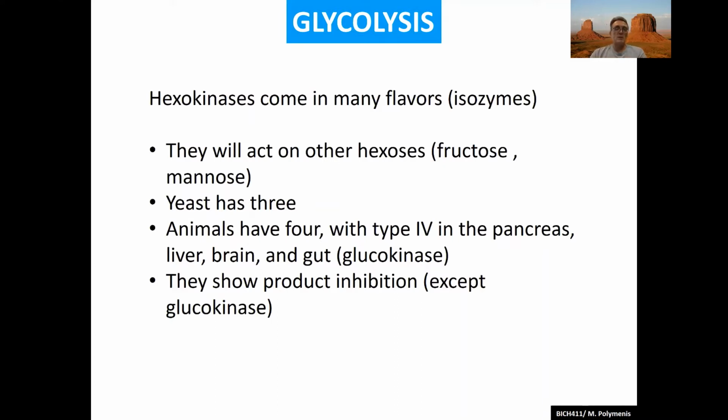So yeast has 3 hexokinases. Animals have 4. And the type 4 is actually kind of special. It's found in the pancreas, in the liver, in the brain, and our intestines. And we call it glucokinase. So it's a little different.